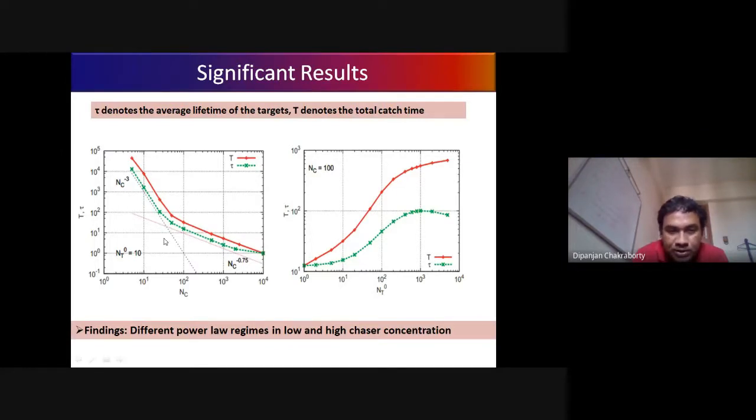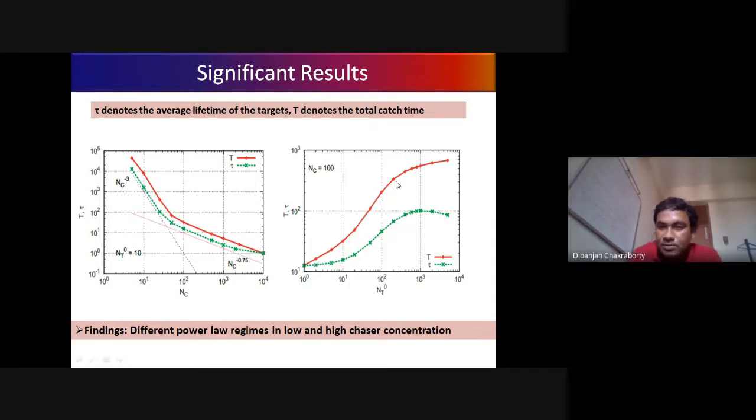Okay, so when the number of chasers is 5 times the number of targets, then the crossover happens. Here in this power law regime, the power is basically 3 by 4, so 0.75. Basically, as we increase the number of chasers, the time will obviously decrease, but the rate of decrease has two power law regimes. And if we plot the other thing, that means if we keep the number of chasers constant and vary the number of targets, then the total catch time monotonically increases, because if we increase the number of targets and keep the chasers constant, then the chasers will take more time to catch the targets.